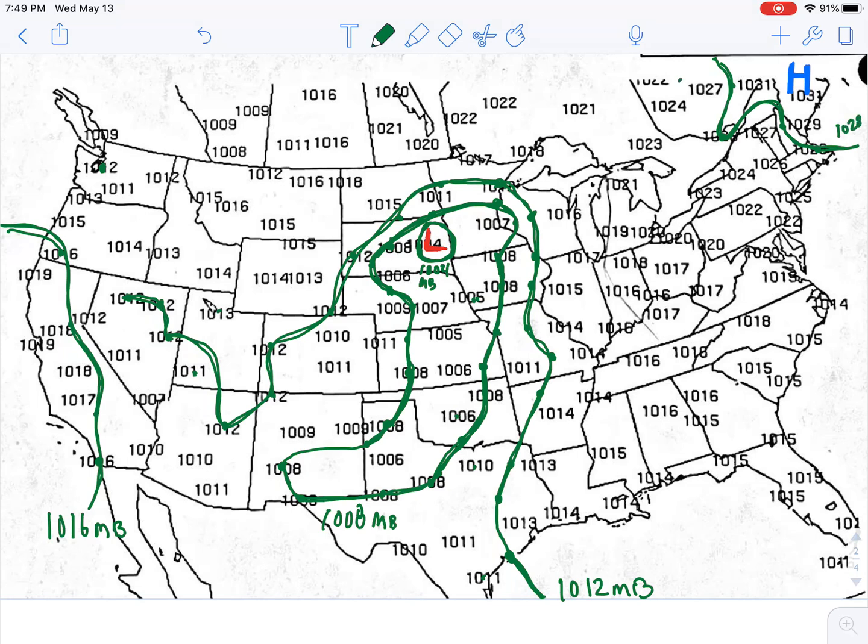Then I go to 1024. 1024 is in here, in between there, in between there. There's a 1024 right there. There's a 1024 right there, and they all connect.